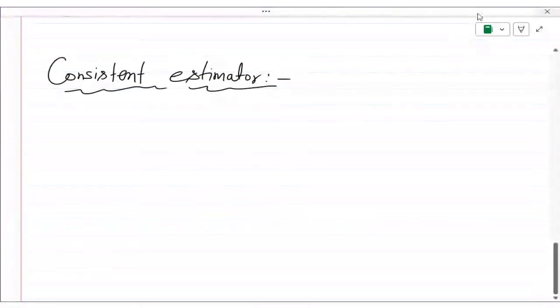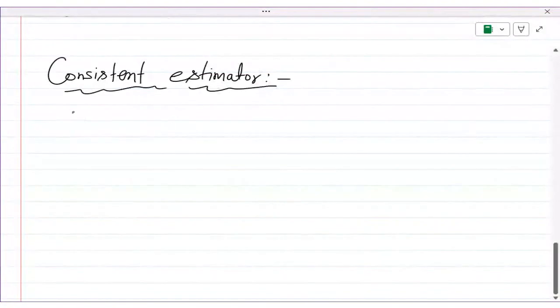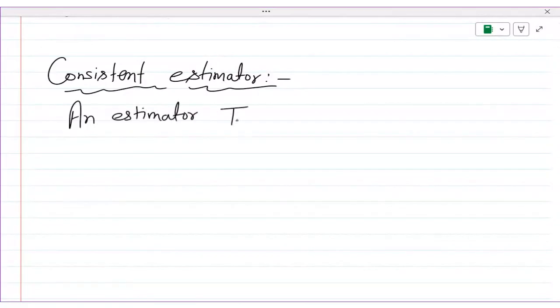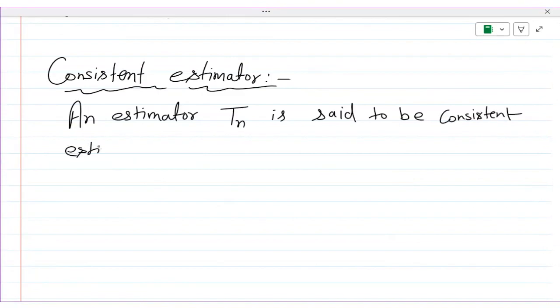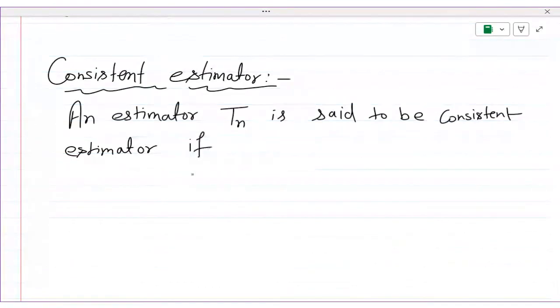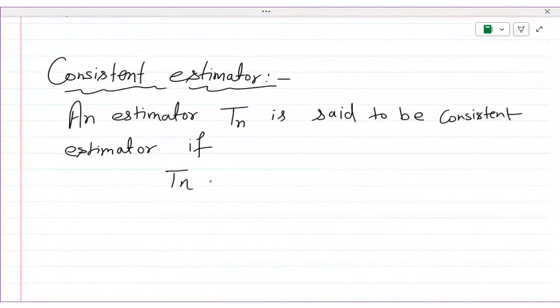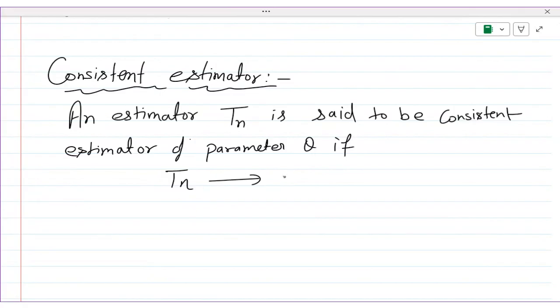Now mathematically, how can we express this? Mathematically, we say an estimator Tn is said to be a consistent estimator of parameter theta if this Tn converges to theta in probability.